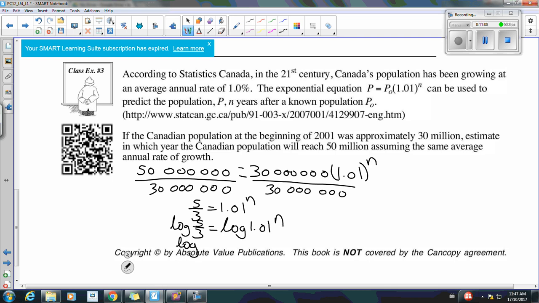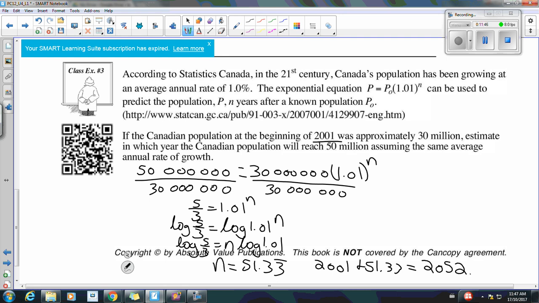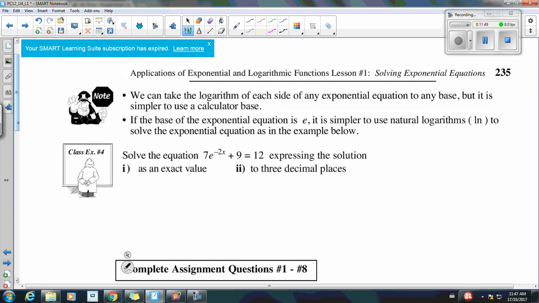Now I can bring the n down and divide by the log of 1.01. So when I take the log of 5/3, divide by the log of 1.01, I get 51.33 repeating. Now the question wanted to know in which year. So in the first year that I started with, it's at 2001, so I would take 2001 plus 51.333, and this would put me into the year 2052. So it's expected that in the year 2052, the Canadian population will be 50 million.